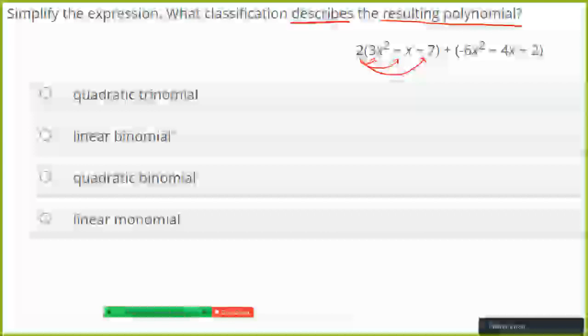To multiply the 2 into the x, would it just be negative 2x? Correct. Very good, Aaron. Okay.